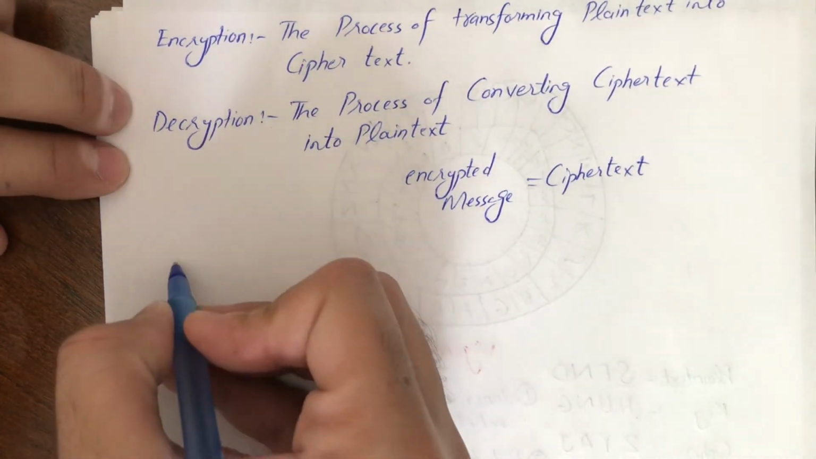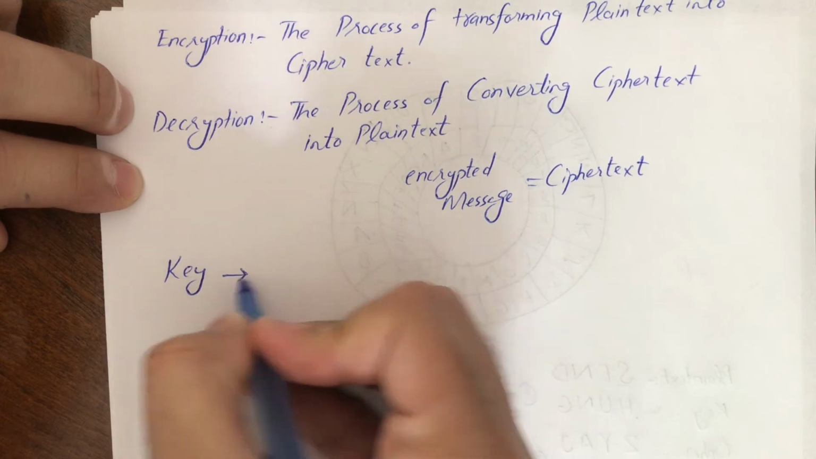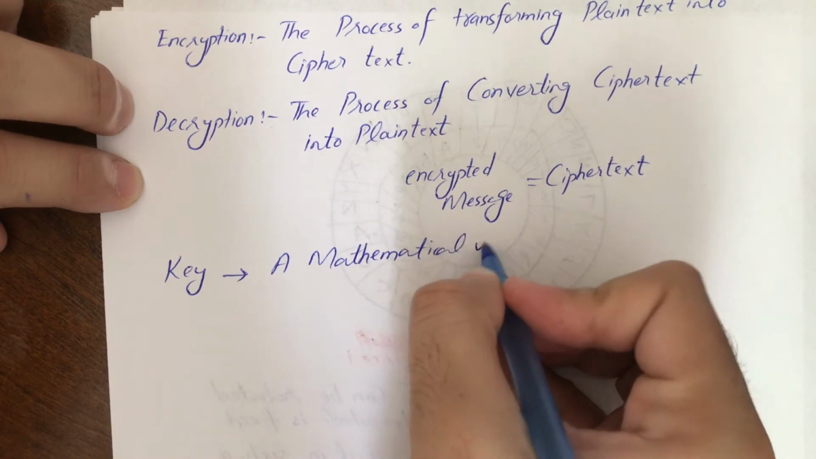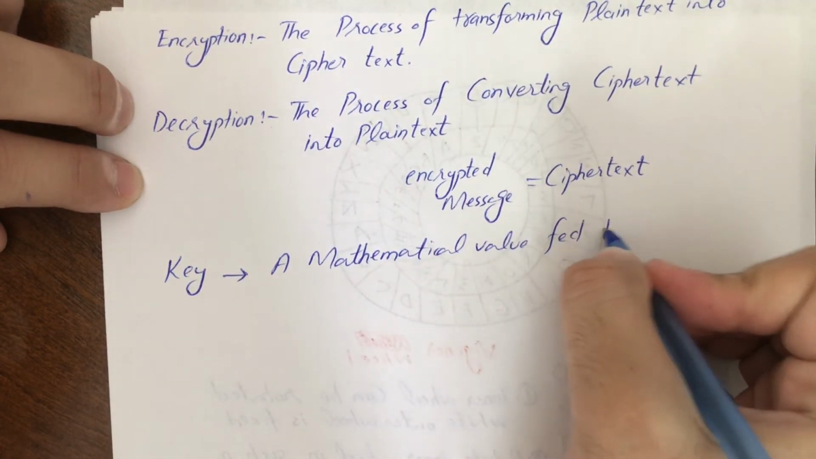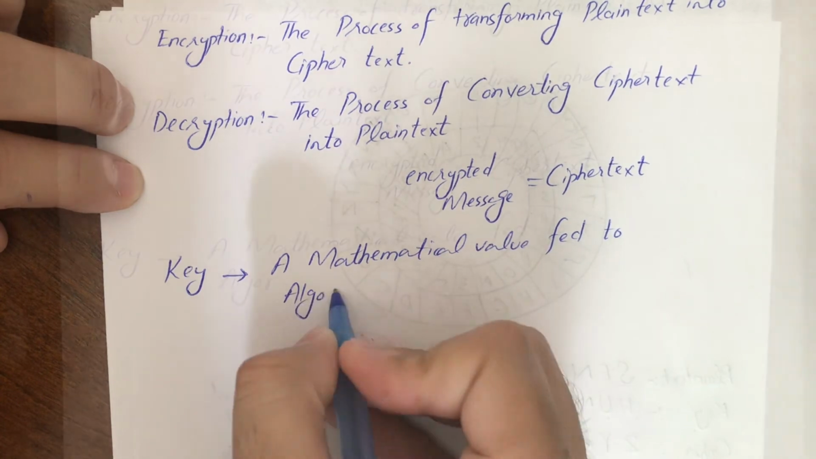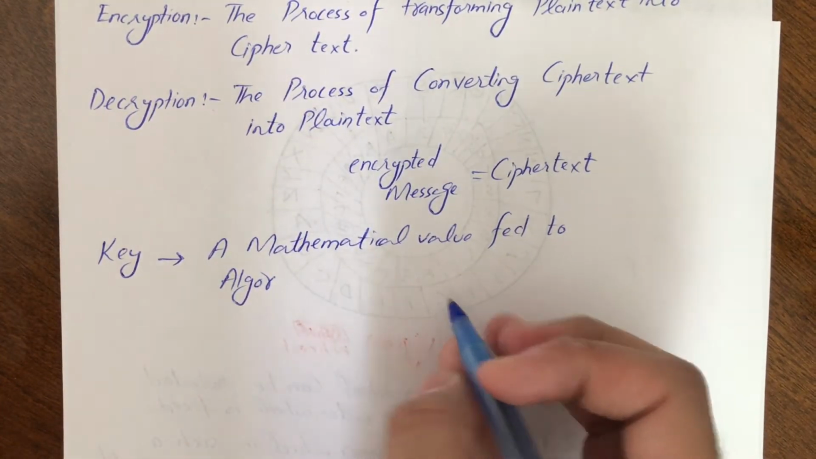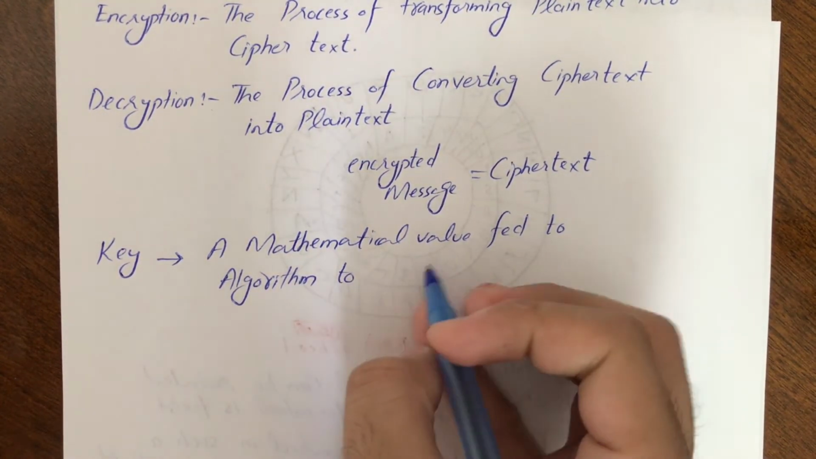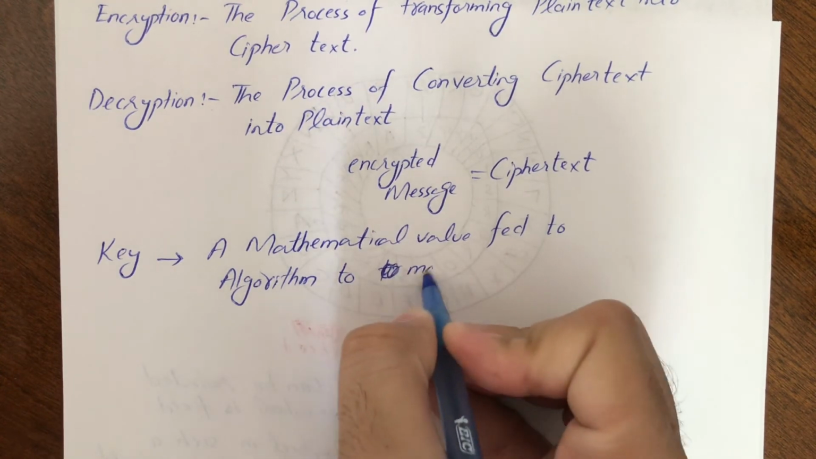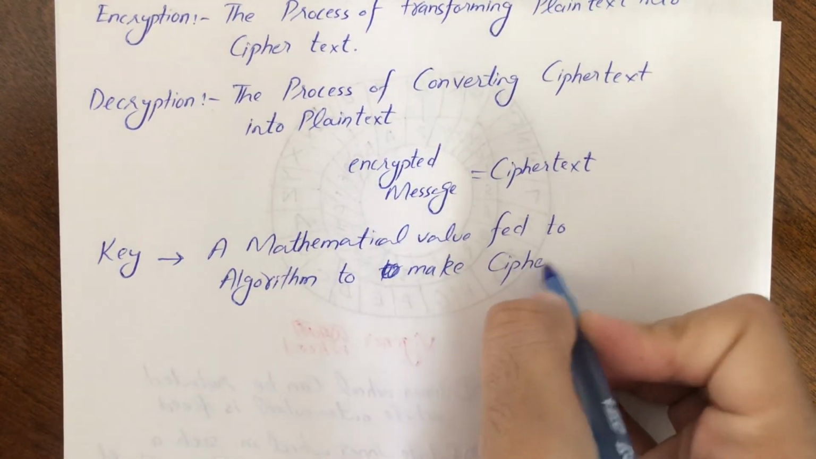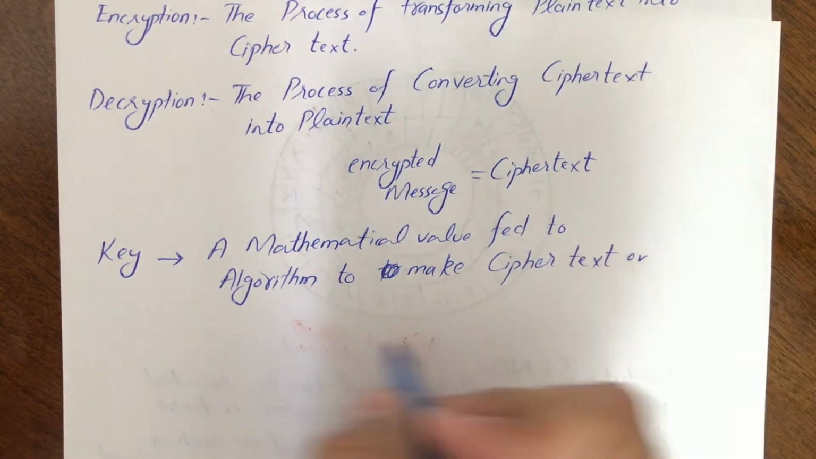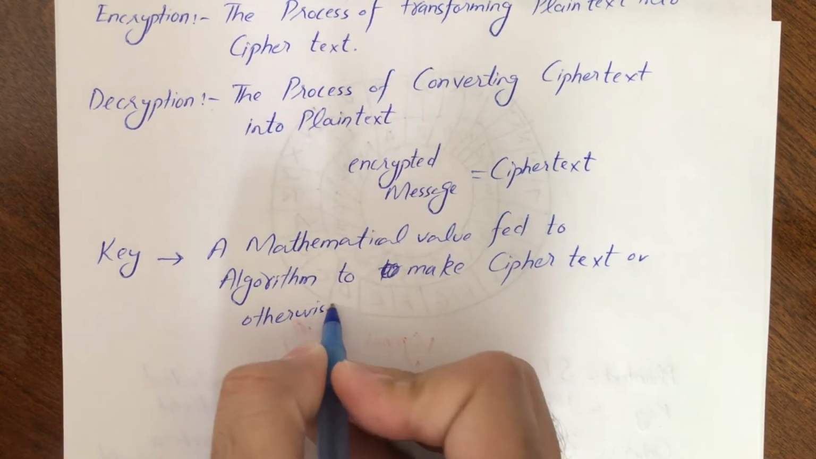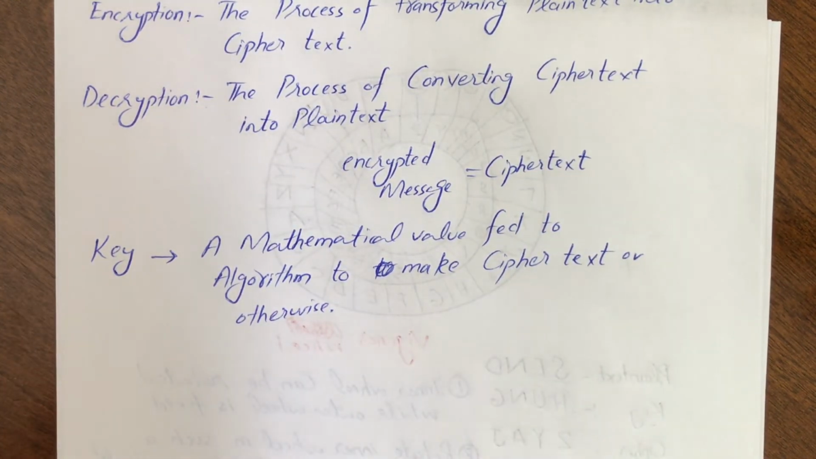Similarly, next is the key. A key is basically a mathematical value fed to an algorithm to make ciphertext or retrieve plain text, or you can say otherwise. This is basically the use of a key.